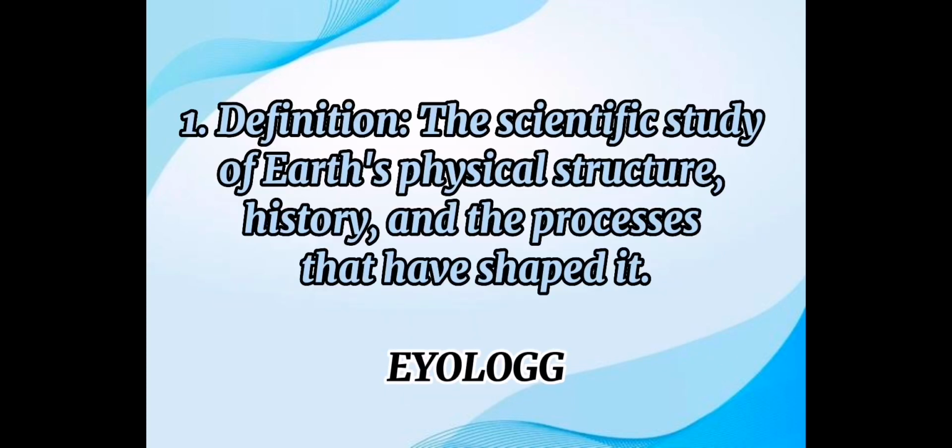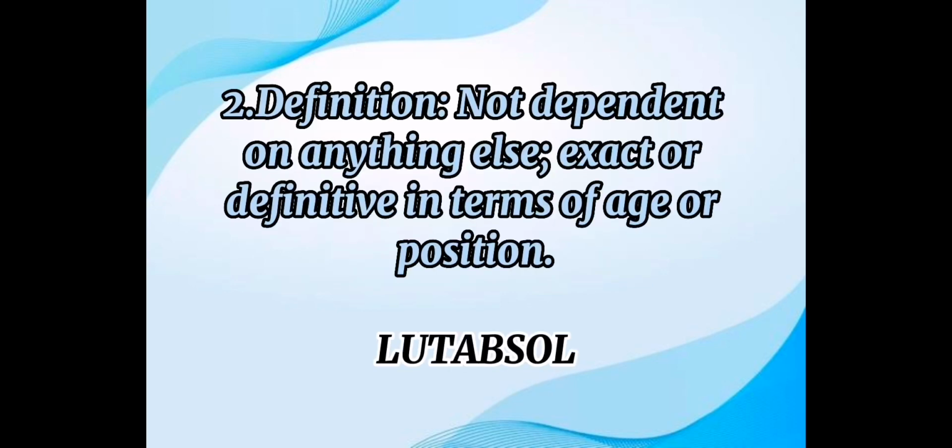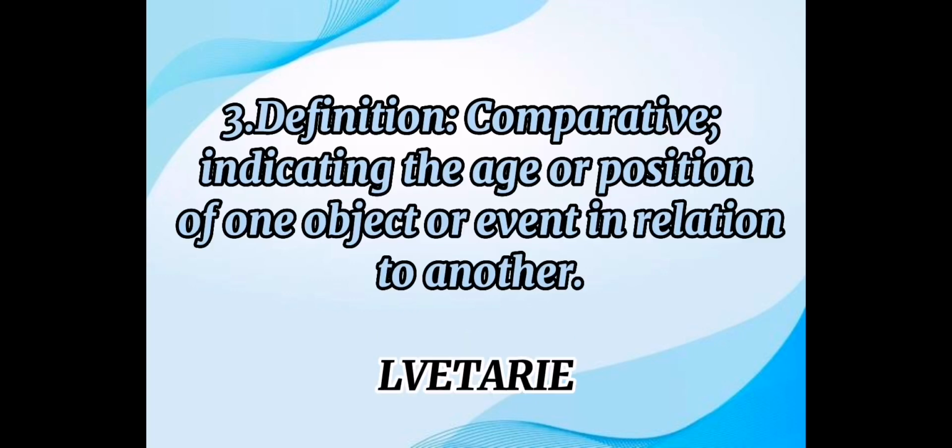Okay, let's start. Number 1, the definition is the scientific study of Earth's physical structure, history, and the processes that have shaped it. Number 2, the definition is not dependent on anything else, exact or definitive in terms of age or position. Number 3, the definition is comparative, indicating the age or position of one object or event in relation to another.